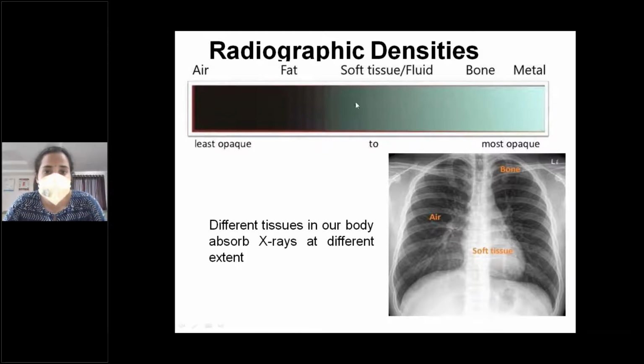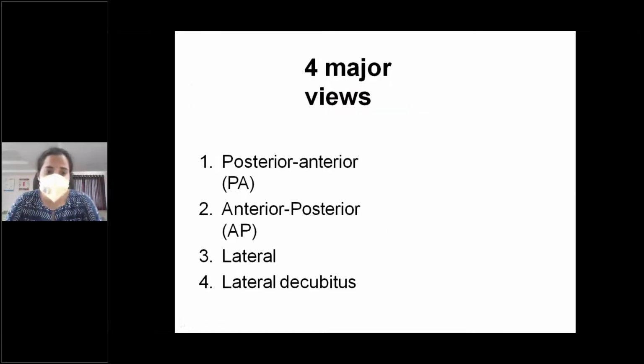And then of the medium density are the soft tissue and the fluid. You cannot actually differentiate them on the radiograph because all of them have a similar radiographic density. When it comes to bone and metal, they are more opaque. And of course, the metal is more opaque than the bone. And when it comes to fat, it is of lesser opacity than the soft tissues and fluid.